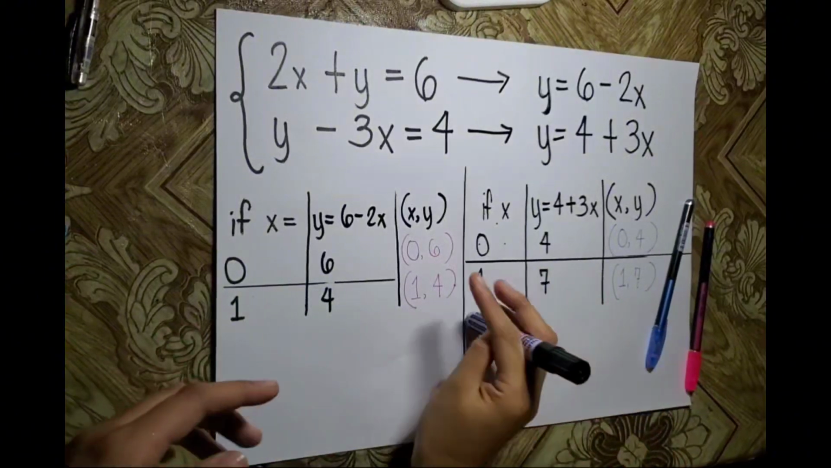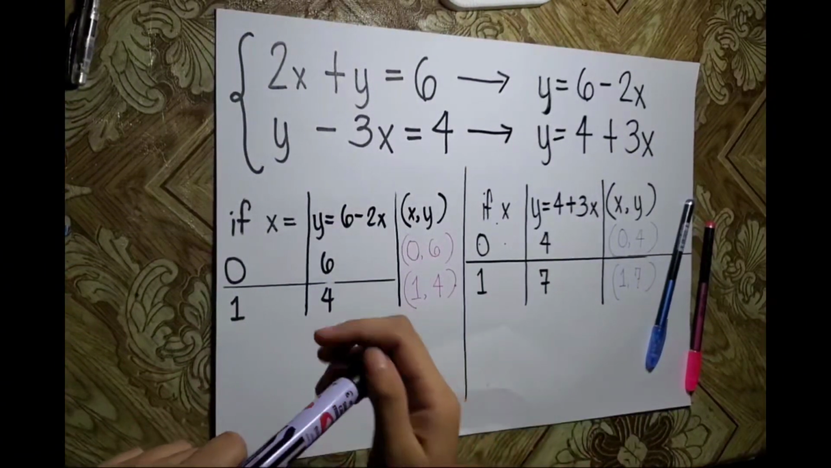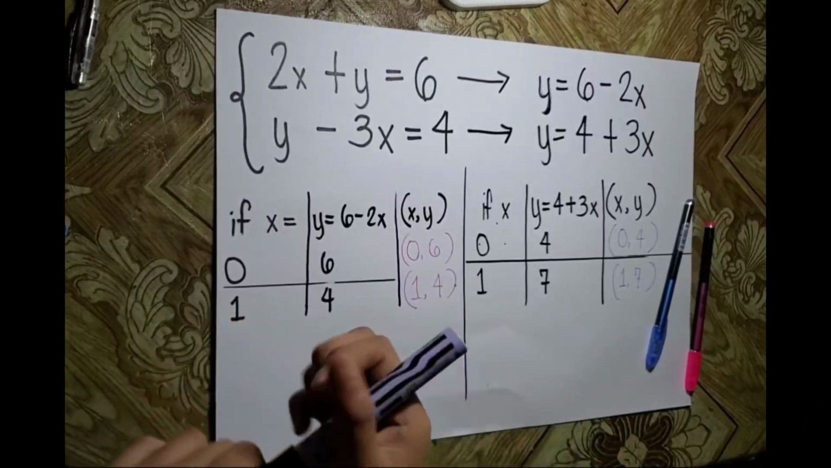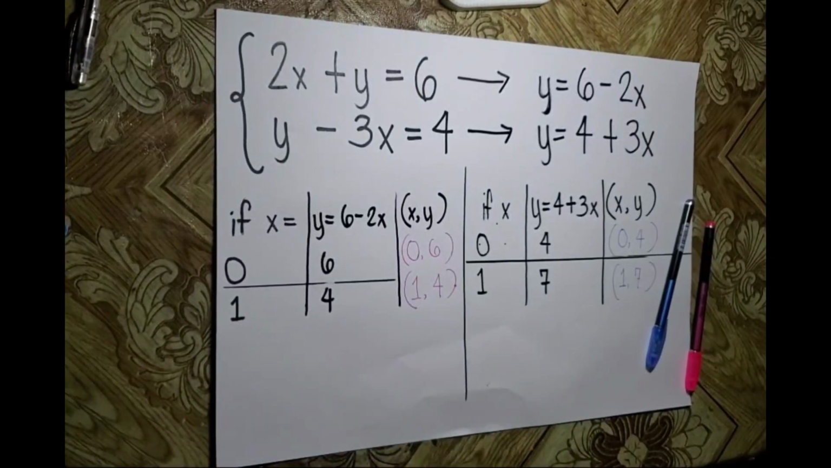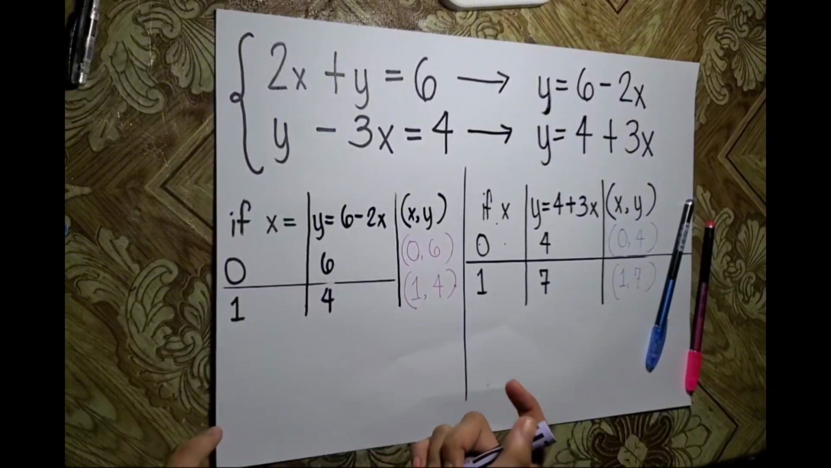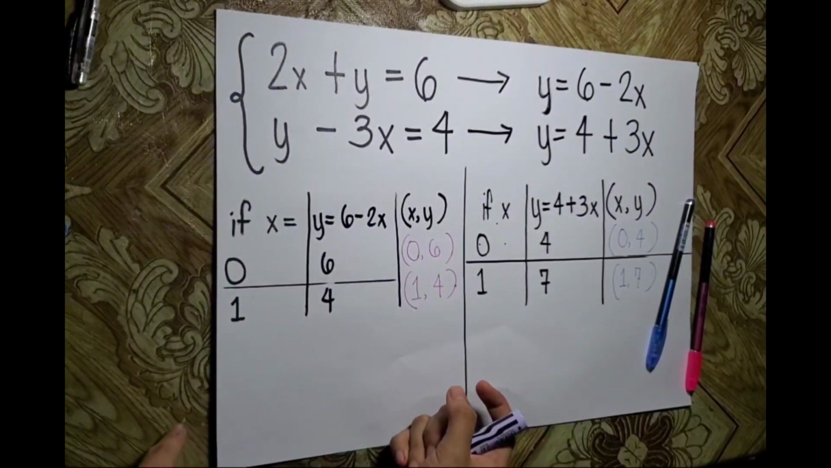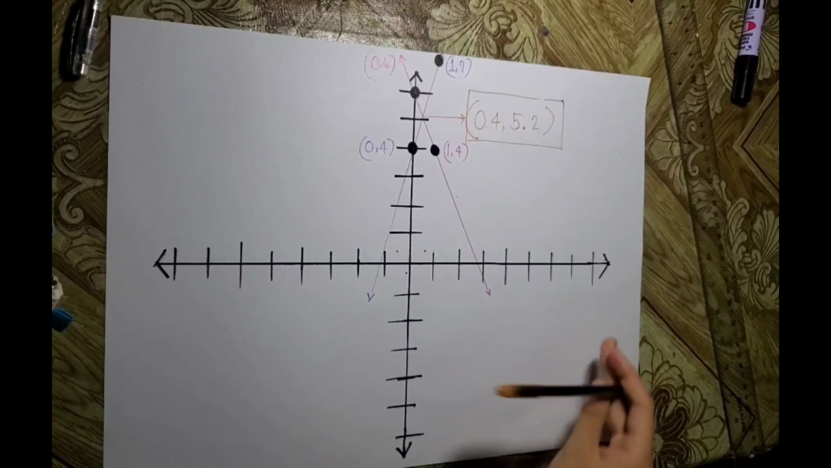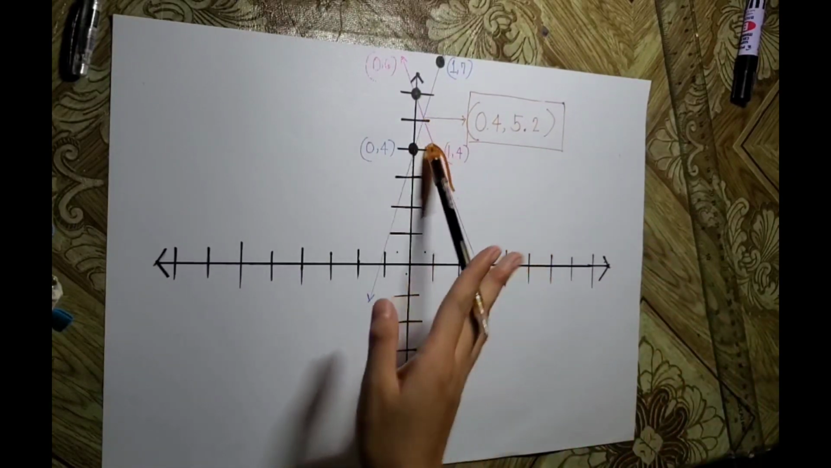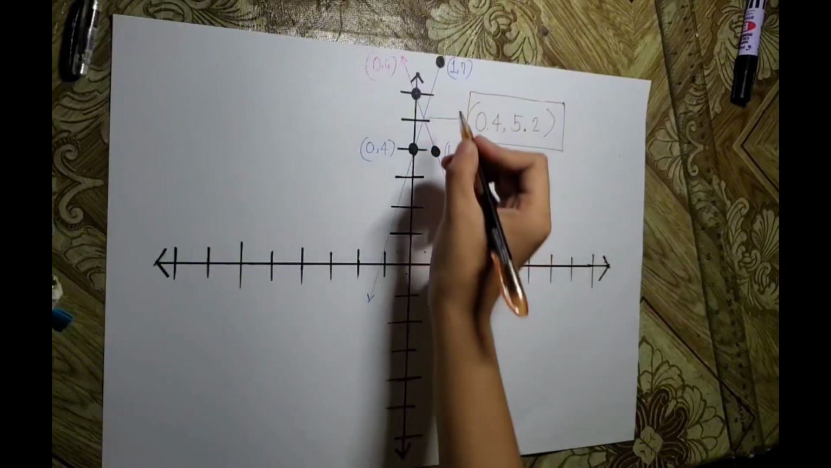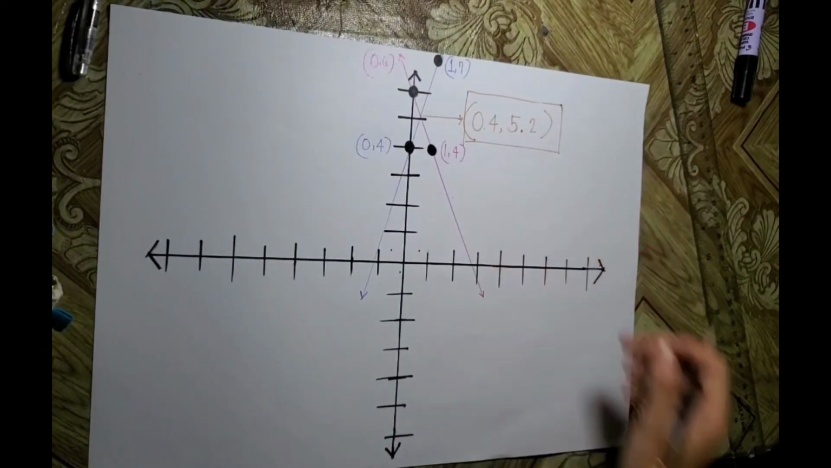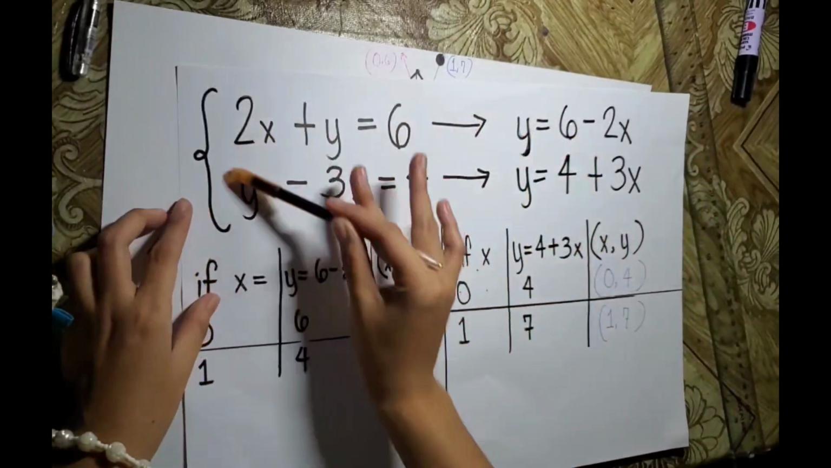In solving a system of linear equations in two variables using the graphical method, we actually have other ways. However, we'll only use the table of values because it is the most usual and the simplest way. Based on our definition a while ago, the point where the lines meet or intersect is the solution. So therefore, this is the solution of these equations.